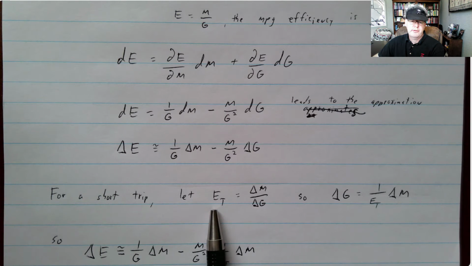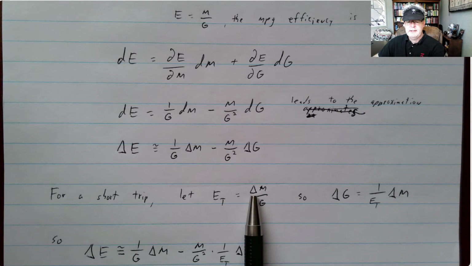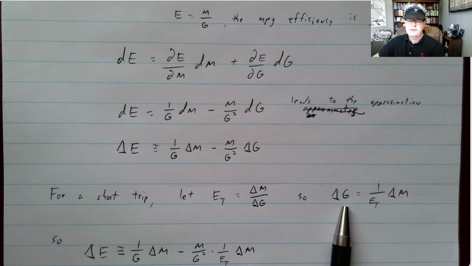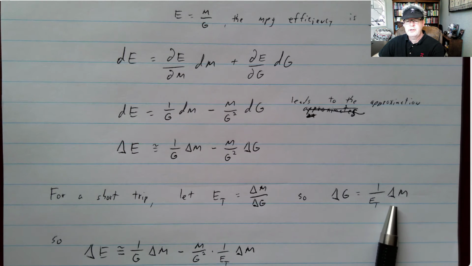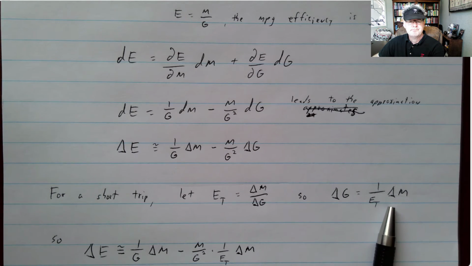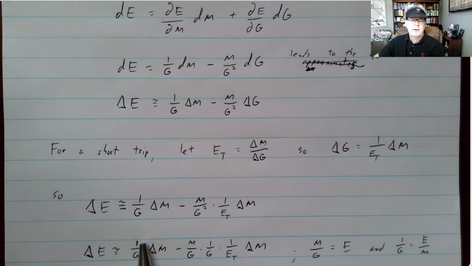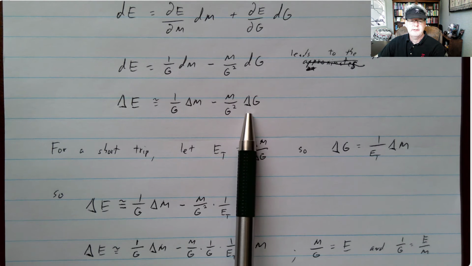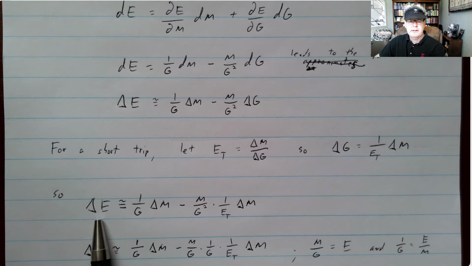but we do know fuel efficiency, and so we can use that. So for example, on a short trip, we know the efficiency of the little trip, so that's a little tiny change in miles over change in gallons. If we solve for the change in gallons there, the delta G is actually 1 over the efficiency, fuel efficiency of the trip, times that change in miles, or the miles of the little trip. So I can put that into this delta G there. So now I have, same thing, delta E is 1 over G delta M minus M over G squared. And then for delta G, I put in my 1 over ET delta M.